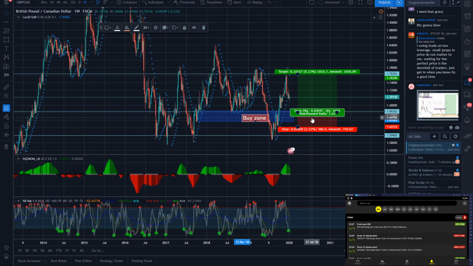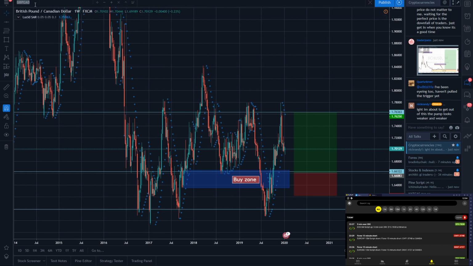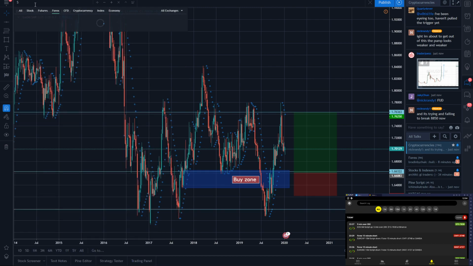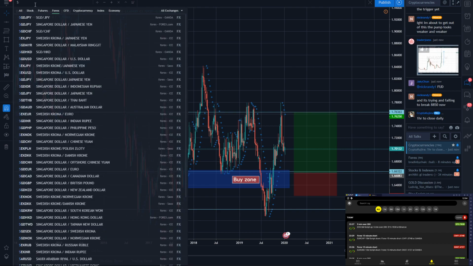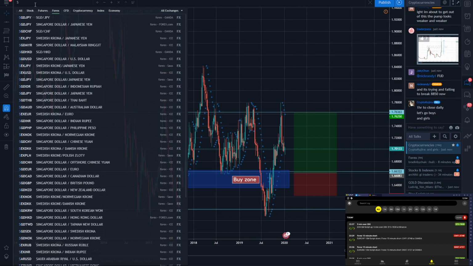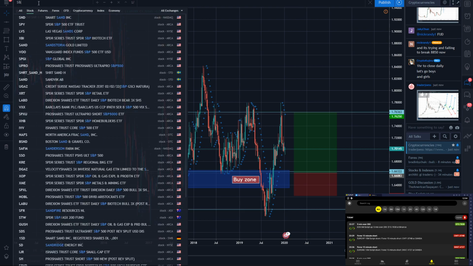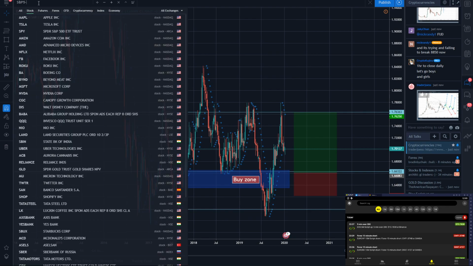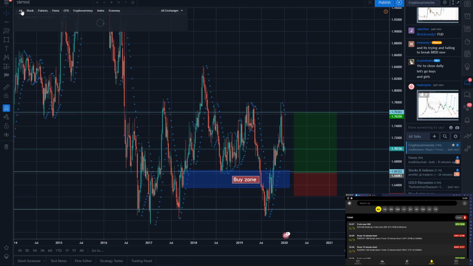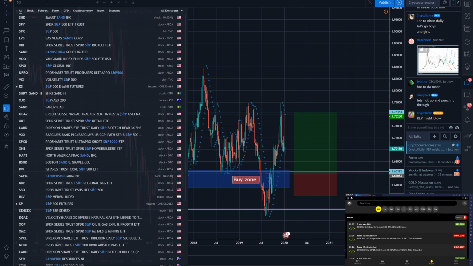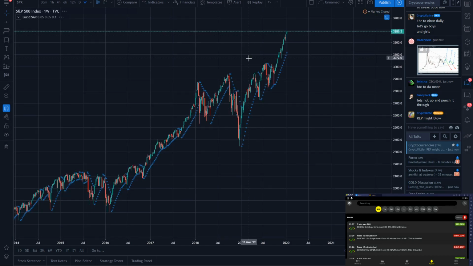1.66332 for British pound, dollar. Let's see what happened to the stock market. S&P 500 futures. I haven't traded S&P. Okay, here it spikes.